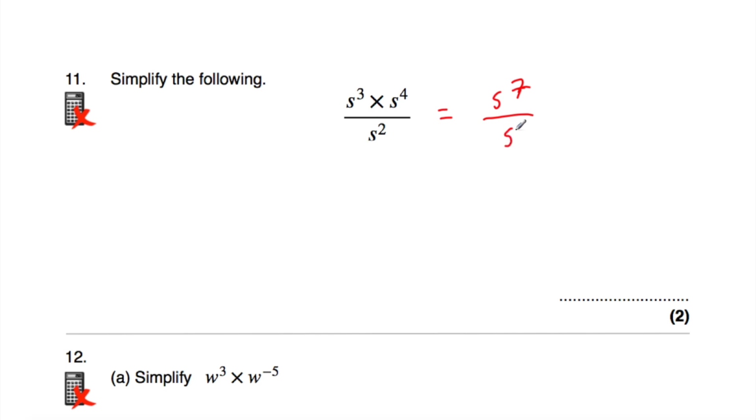And then we've got divided by s squared. Now we've got divided by, that means we're going to take away the powers. So 7 take away 2 is 5. So the answer would be s to the power of 5. So s to the power of 5.